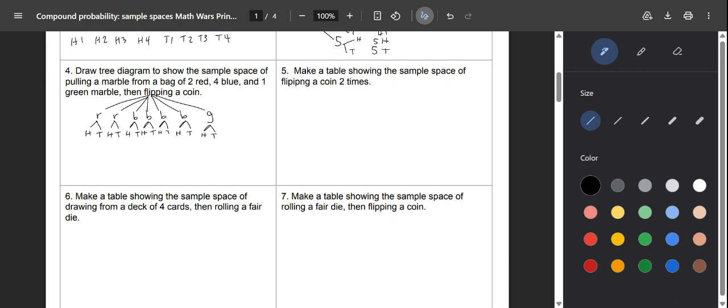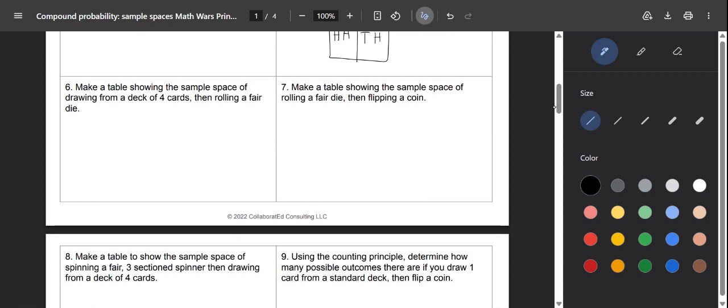All right, number 5 is a little different. Make a table showing the sample space of flipping a coin 2 times. So I know I could get my first flip, I could lead with heads, or I could lead with tails. So if I'm going to lead with heads the first time, I could get tails the second time. Or I could get heads the first time and get heads the second time. If I got tails the first time, I could get tails the second time, or I could get tails, then heads. Now, if I had more options, I would obviously put more rows or more columns on my table, okay?